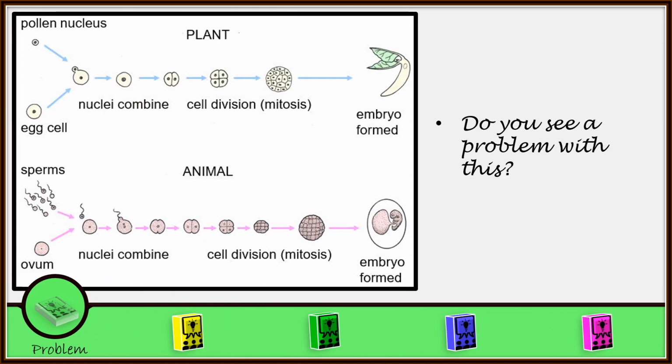Do you see a problem with this? Do you see any problem of a pollen's nucleus combining with the egg cell? Do you see any problem with a sperm combining with an ovum? We are going to get a cell. Do you see any problem with that? You can pause the video and try to think about the problem. Identify it, then you can continue.